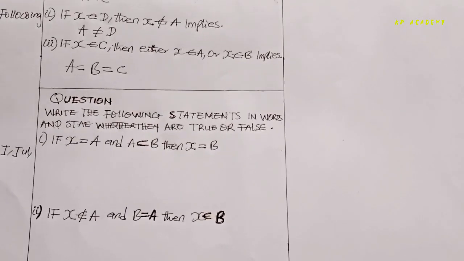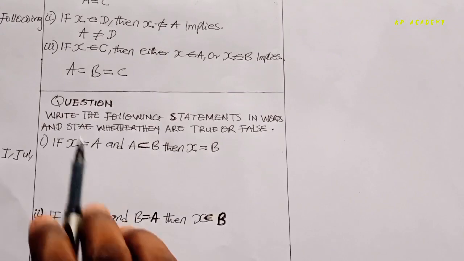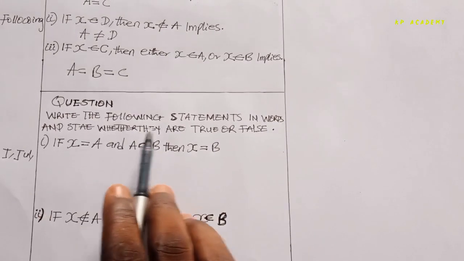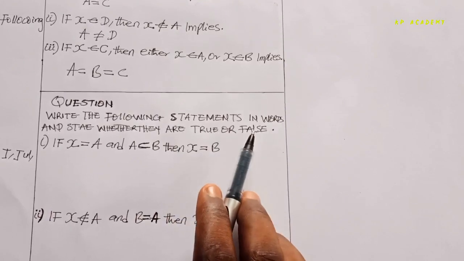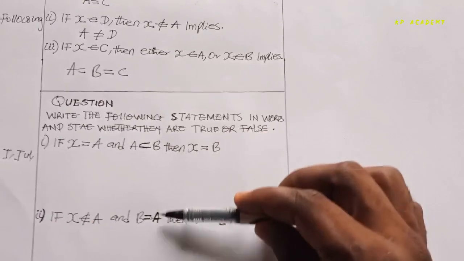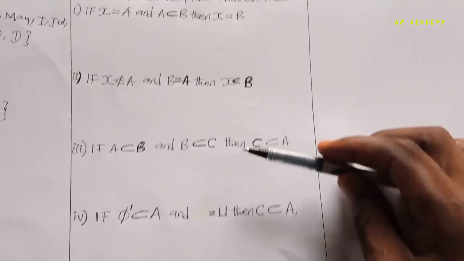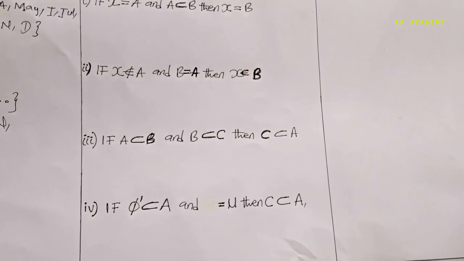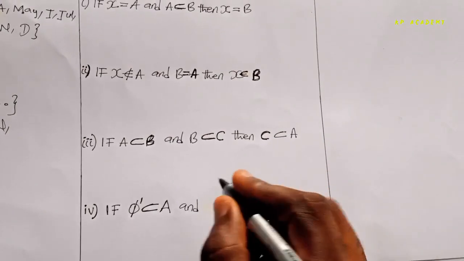Now let us look at the next question. The next question says, write the following statements in words and state whether they are true or false. Of course, these statements you see here are all written in set language. All these four statements are written in set language. This is actually C.